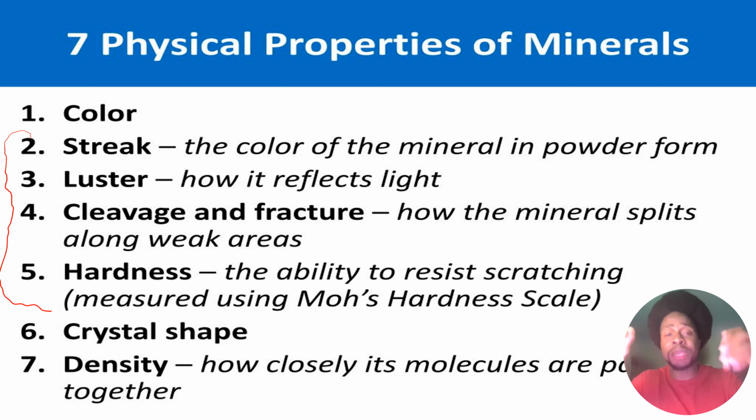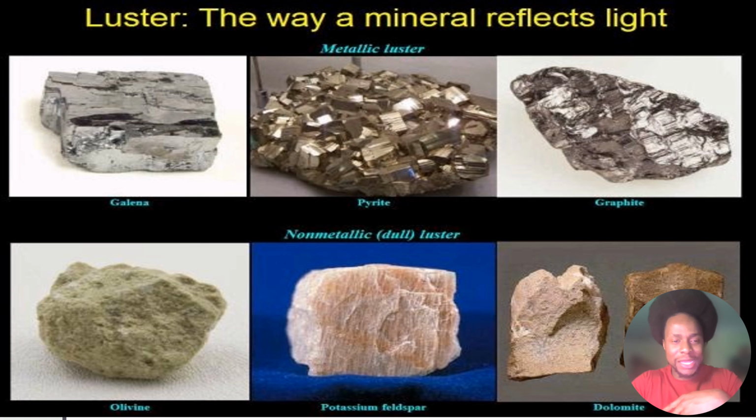So streak simply means the color of the powder of the mineral. When the mineral is turned into powder, the color it has, that is the streak. Luster is how the mineral shines, how the mineral reflects light. Cleavage or fracture is how the mineral breaks. If it breaks and it forms a pattern, it's cleavage. If it does not form any pattern, it's fracture. Then lastly, it's going to be the hardness, how hard the mineral is.